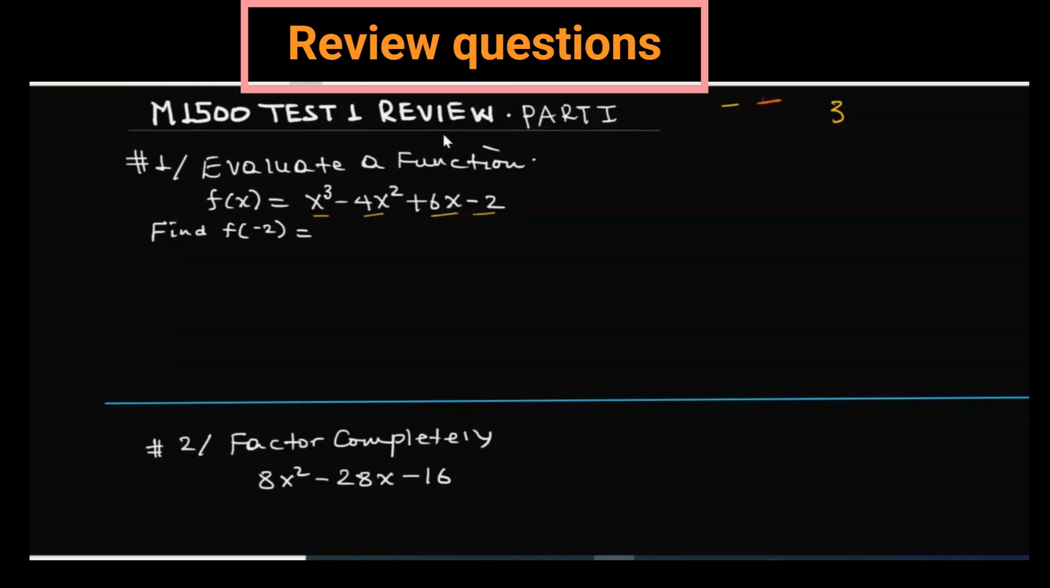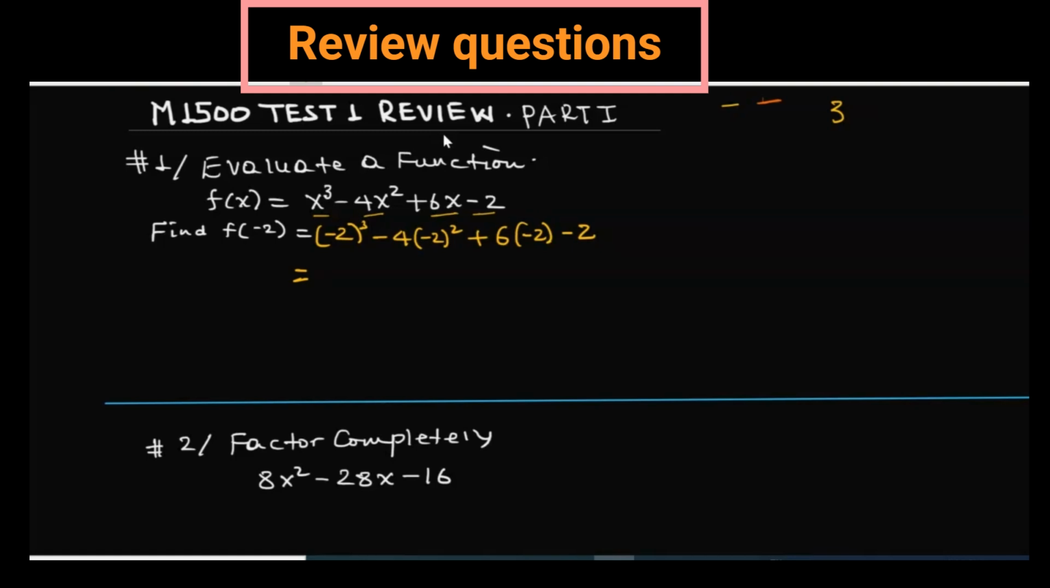So the first step is negative 2 as x, cubed, minus 4 times negative 2, the whole squared, plus 6 times negative 2, minus 2. Then after that, all you have to do is calculate. You have to be careful now. You have to follow the order of operations and other important things. Okay, so this is the next step.